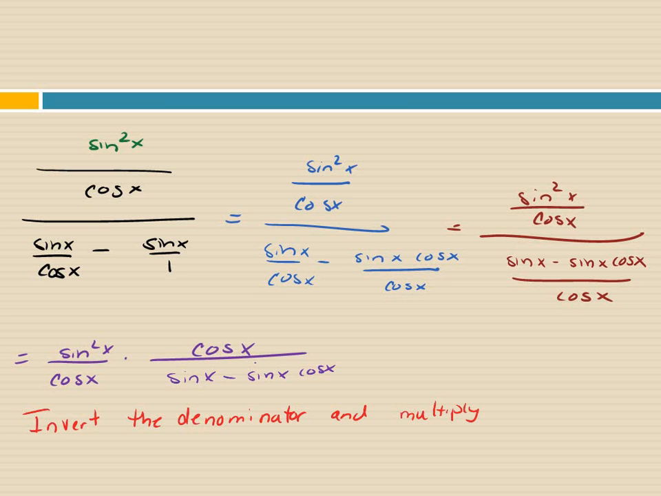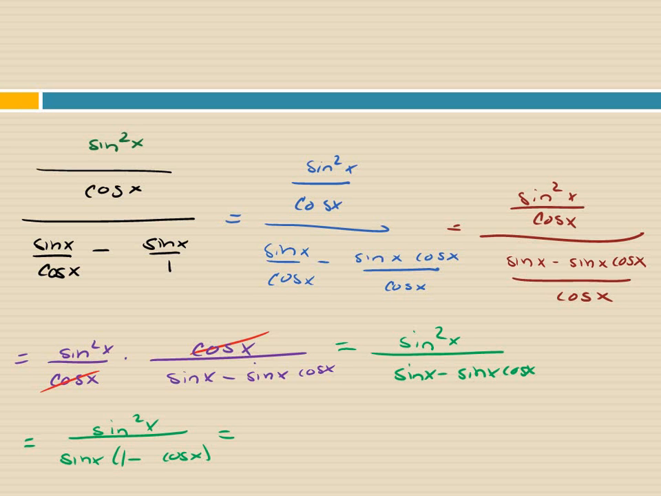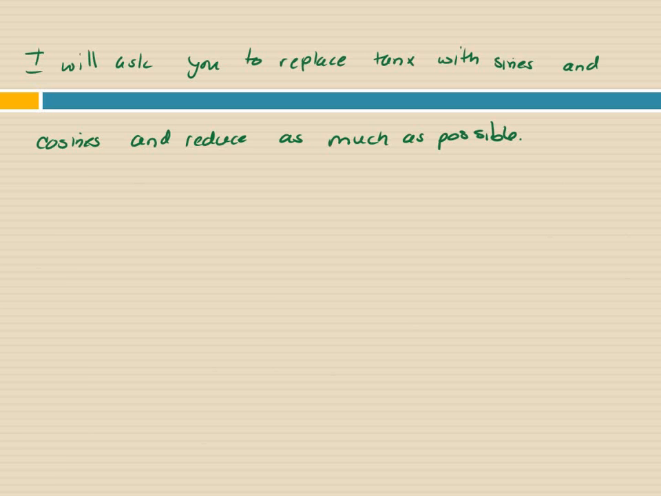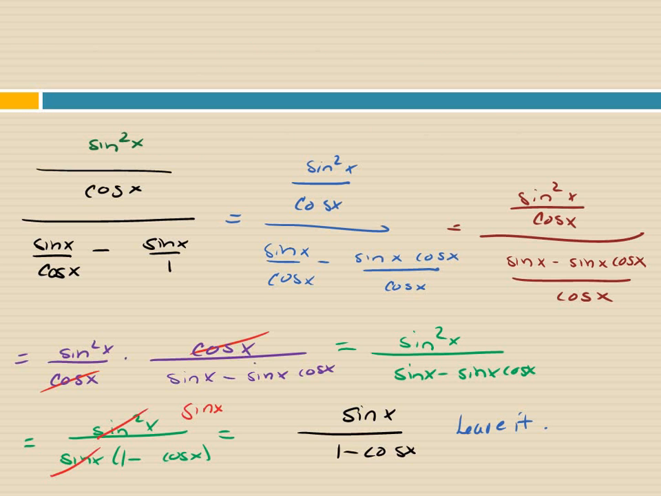So invert the denominator and multiply. Cosine slash out. I'm left with sine squared over sine minus sine cosine, but I can factor out the sine. Can you go like this? Can you cancel like this? No. But you used to maybe when you're small, but you don't do that anymore. Now you factor out, and then you slash. And then leave it. Sometimes students want to keep working on it. It's done. It can't be put down anymore.